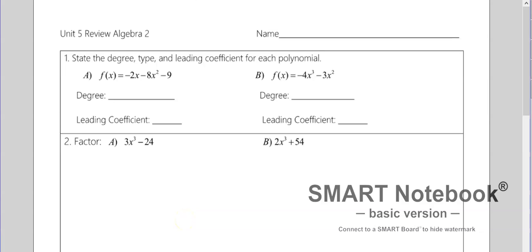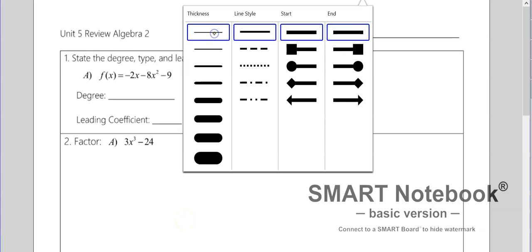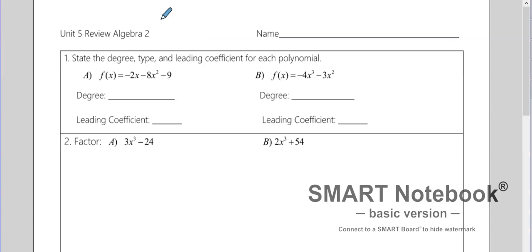All right, here we go. Review for the Unit 5 Part 2 test. Number 1, state the degree, type, and leading coefficient.